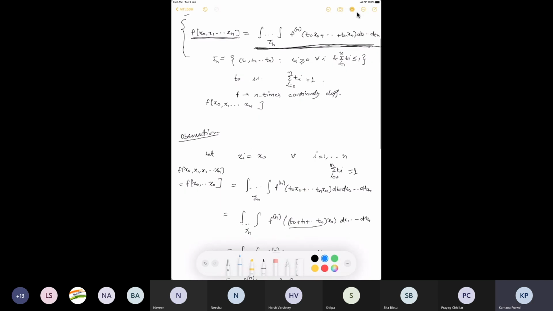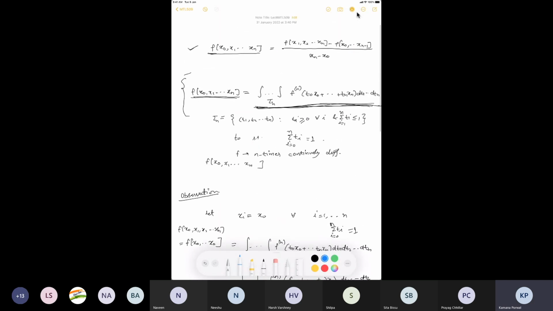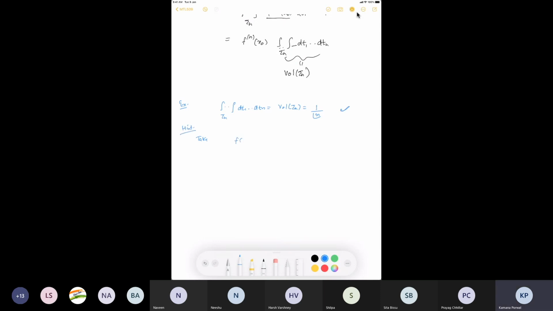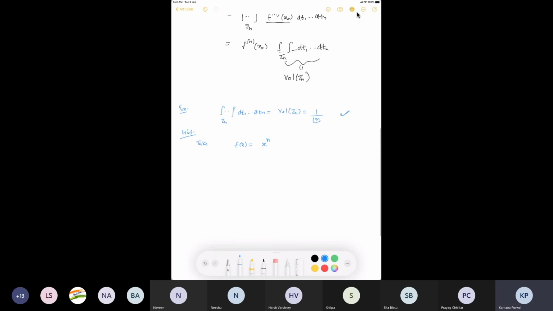One way is that you can directly use this Hermite-Genocchi relation again for a specific function. If I call this formula 1 and this formula 2, this is just a hint: you take the function f(x) to be x raised to power n, and you try to use the Hermite-Genocchi formula.